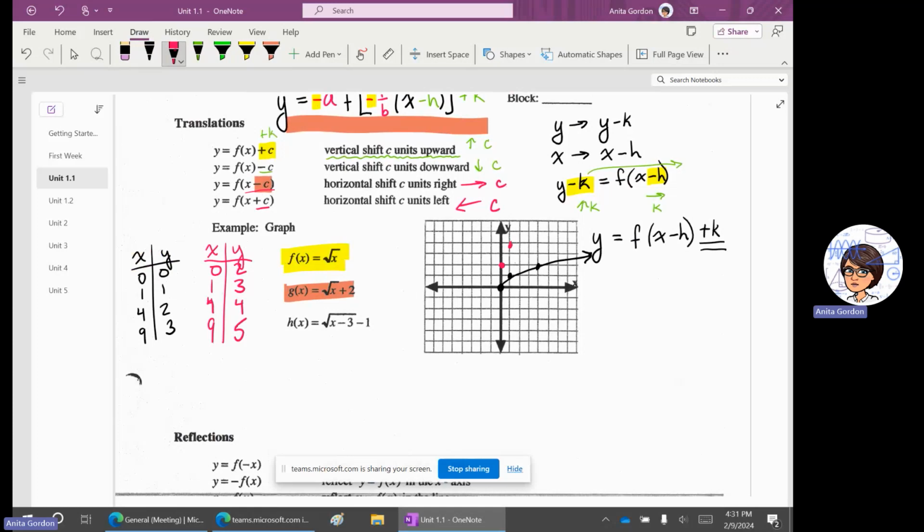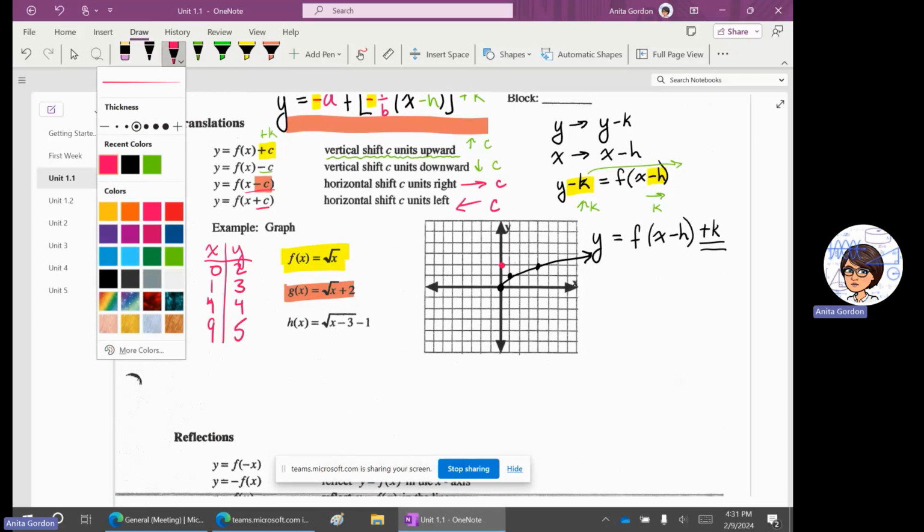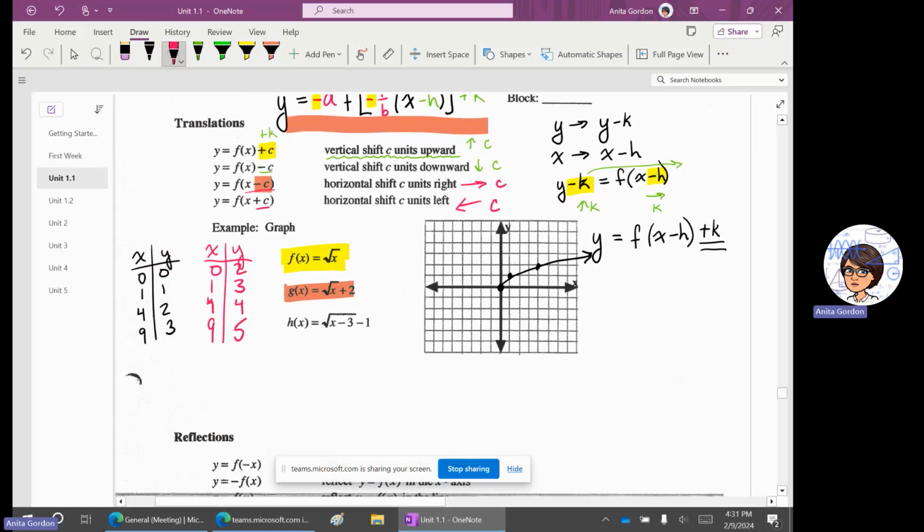Boom, boom, boom. Oops, I put this one in the wrong spot here. Oh, my pen and eraser are not working together. So up 2, up 2, up 2.